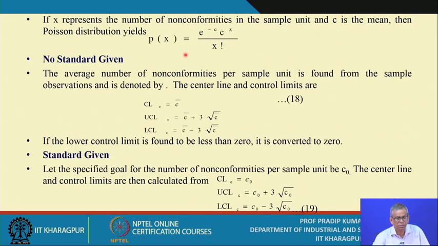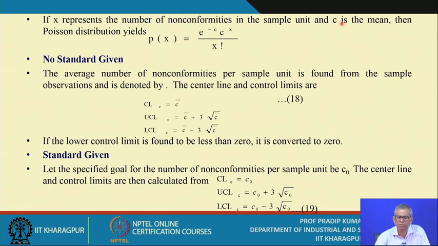As per the Poisson distribution, the probability that there will be x defects in a sample of size n is e to the power minus c, c to the power x, divided by factorial x. What is c? c is the average number of non-conformities. This is usual in any textbook on quality.